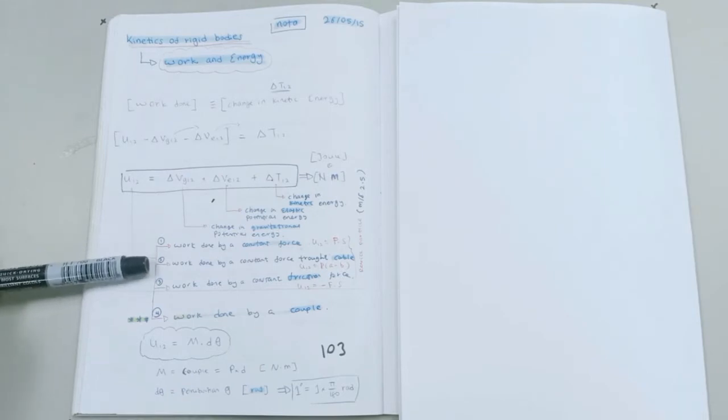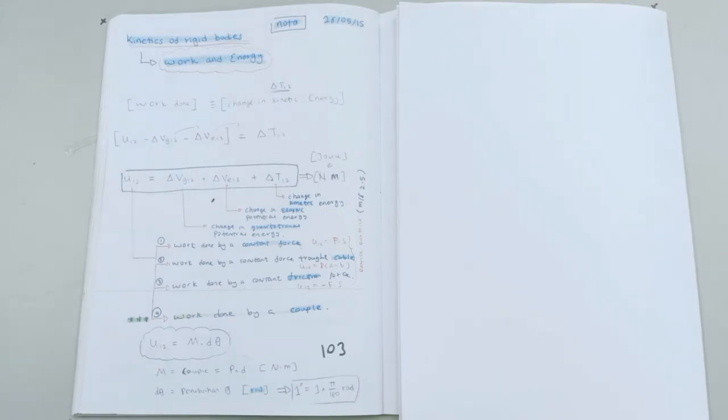The second one is work done by a constant force through cable. U12 equal to P times (A minus B), where A and B are the lengths of the cable. You have to refer back to the work energy for the particle. The third one is work done by a constant friction force. The equation is negative F times S. It is always negative as the friction force is opposite to the direction of the movement.